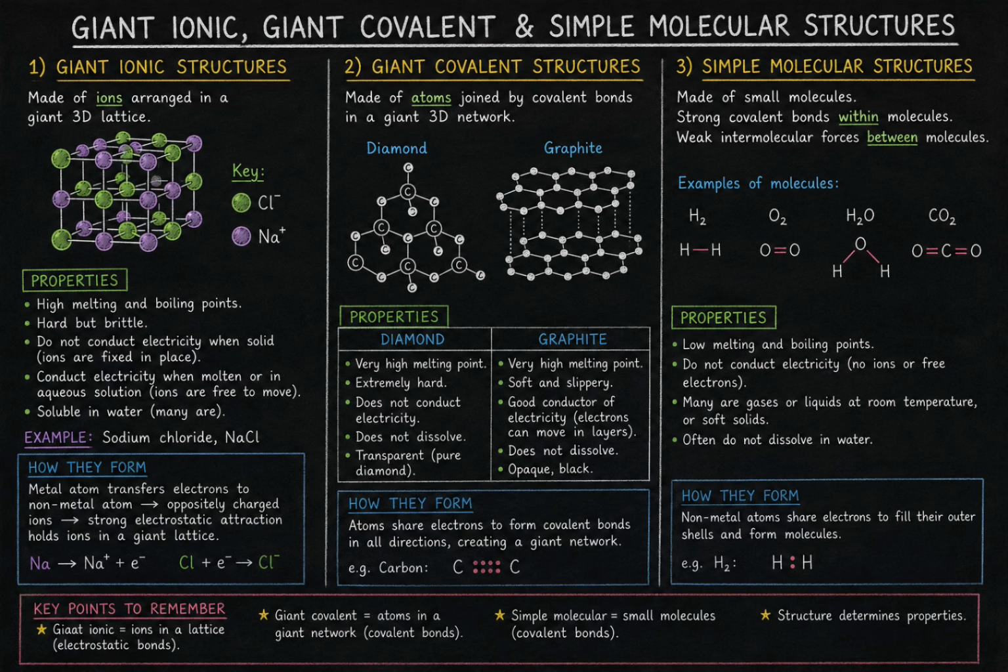Because these attractions are so strong, giant ionic compounds have several important properties. They have high melting and boiling points because lots of energy is needed to separate the ions. They are hard, but also brittle. If you hit an ionic crystal, layers shift so ions with the same charge line up and repel each other, causing the crystal to shatter.